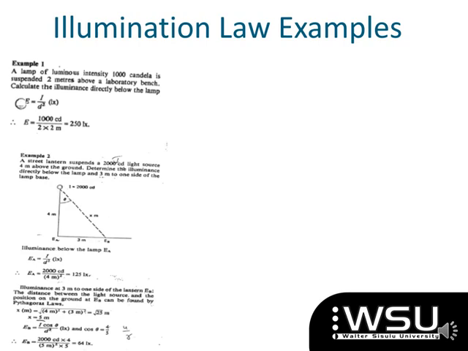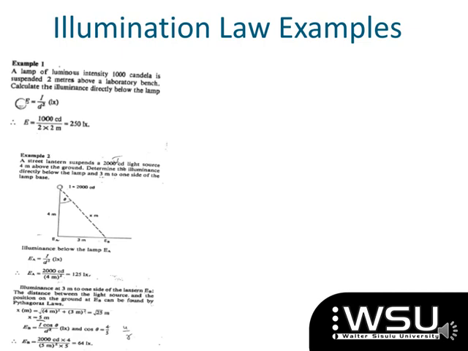Then your second example says you are on a street and you've got a street light that suspends a 2,000 candela light source, and it is 4 meters above the ground. Then they say determine the illuminance directly below the lamp and 3 meters to the one side of the lamp base. So here your surface is the ground, and the first one, which is below the lamp, is simply E is equal to I over d squared. That gives you 2,000 divided by 4 squared, and you get 125 lux.